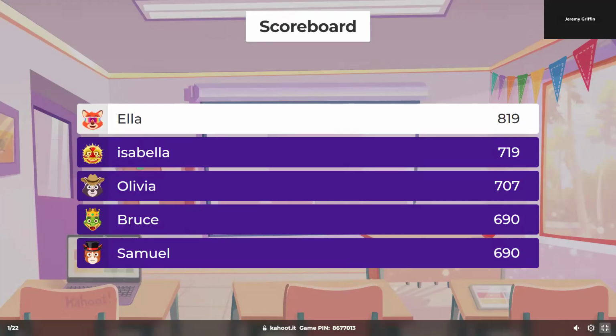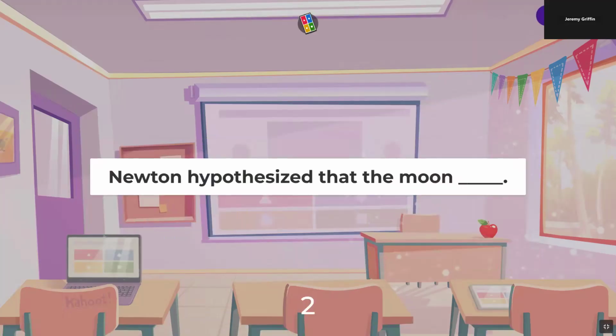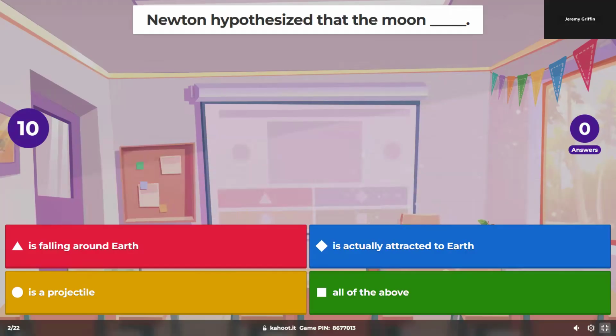I got points on the board. Oh, yeah, points. Newton hypothesized that the moon what? Is falling around the Earth. It's actually attracted to Earth. Is a projectile. All the above.